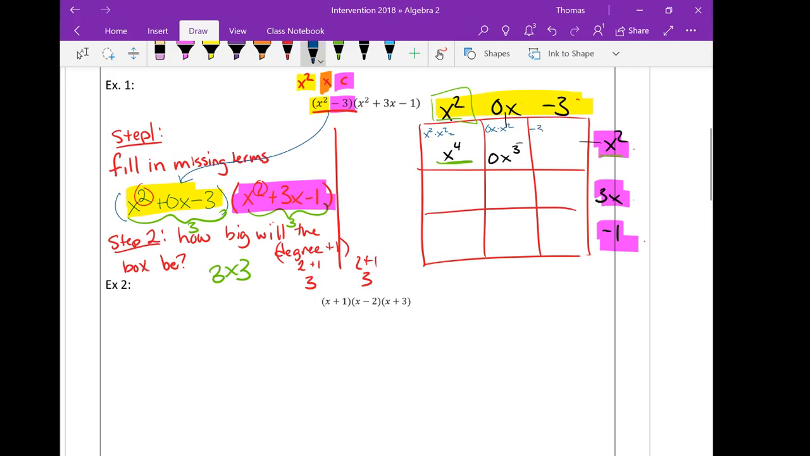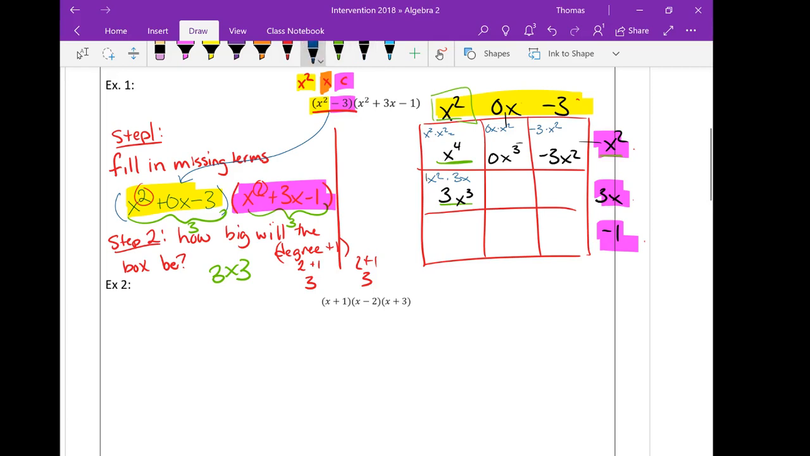Negative 3 times x squared. That's just negative 3x squared. Down in the next row we have x squared times 3x. That is 1, 2, 3 x's being multiplied together, so it's going to be some kind of x cubed term, and then it's like 3 times 1, so 3x cubed.